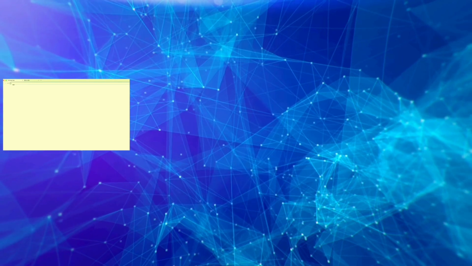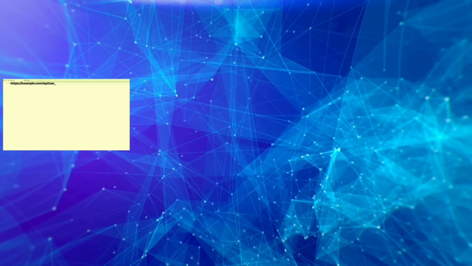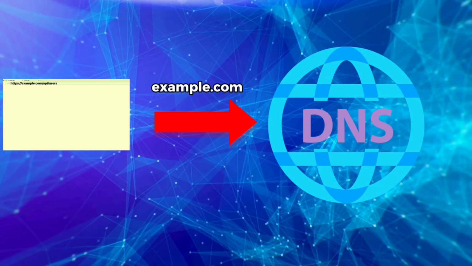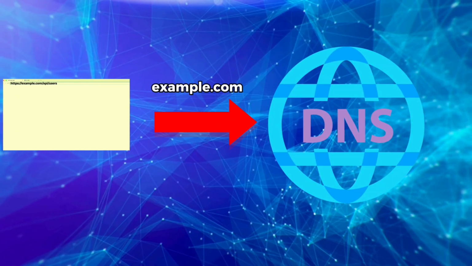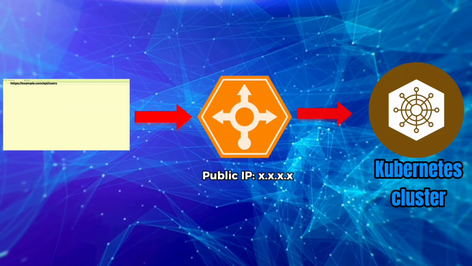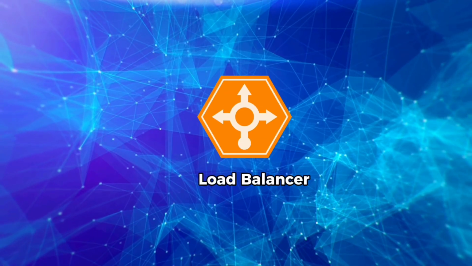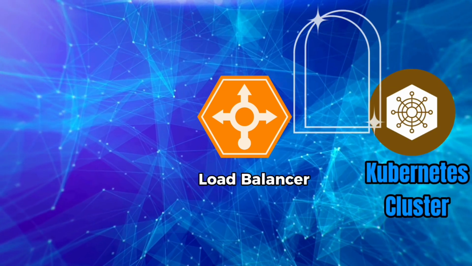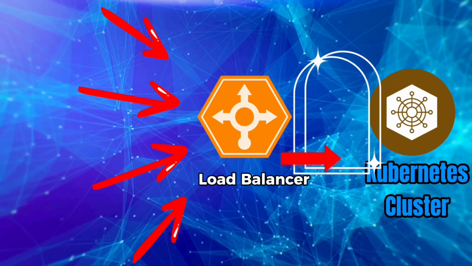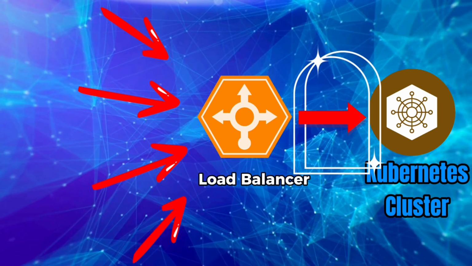So when you hit the API URL in your browser, the first thing that happens is DNS resolution. Your browser looks up the domain name example.com. It finds the public IP address of the load balancer sitting in front of your Kubernetes cluster. The load balancer is like the front gate of your cluster. It accepts the traffic from the outside world and forwards it inside the Kubernetes cluster.